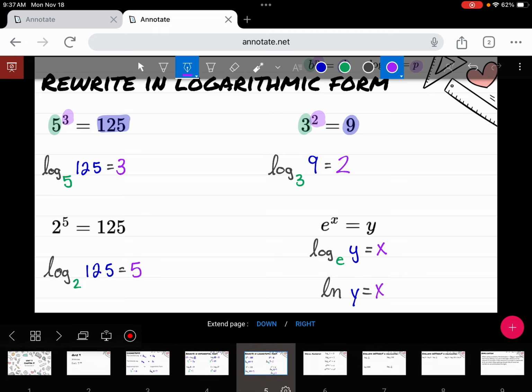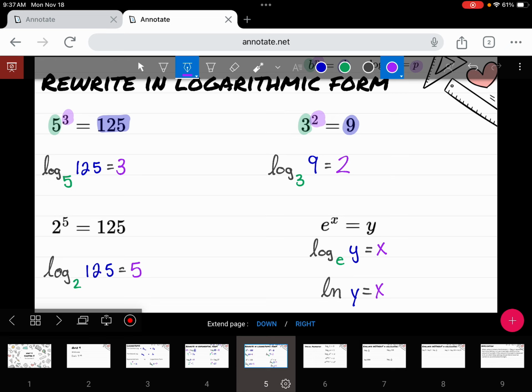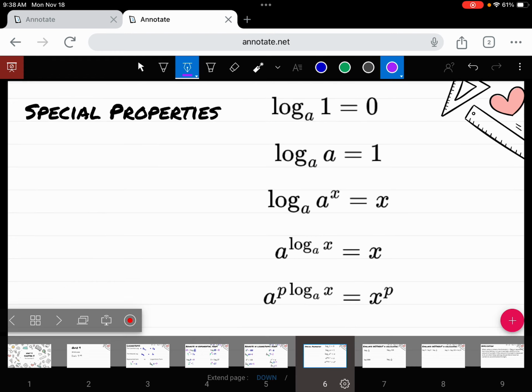Yes. Okay, good. I'm going to give you some more properties, things that we need to remember. We've, again, seen them before, but I'm just going to give them to you in a list so that we can use them. Okay. So these are some special properties that we're going to wind up using.